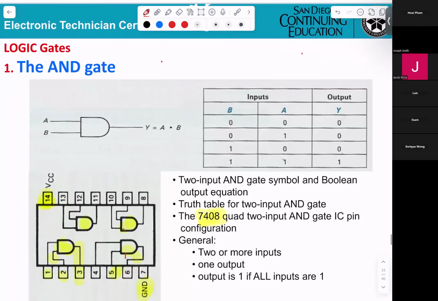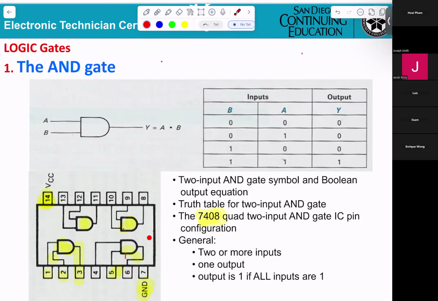Okay, now the logic gates. When you say AND gate, it has 2 inputs, 1 output, and the formula will be Y equals A times B. Okay, this is the IC for the AND gate. Okay, the part number is 7408.